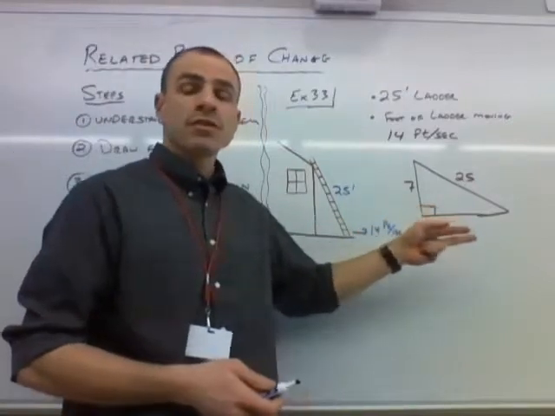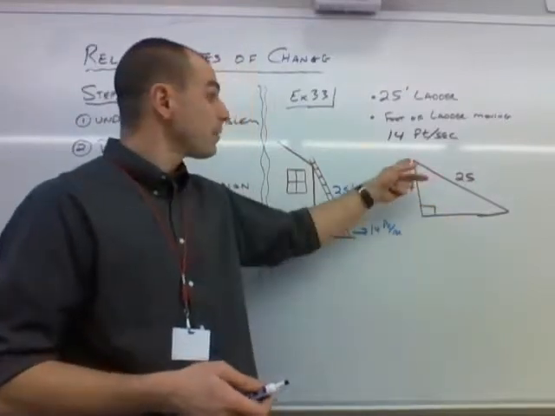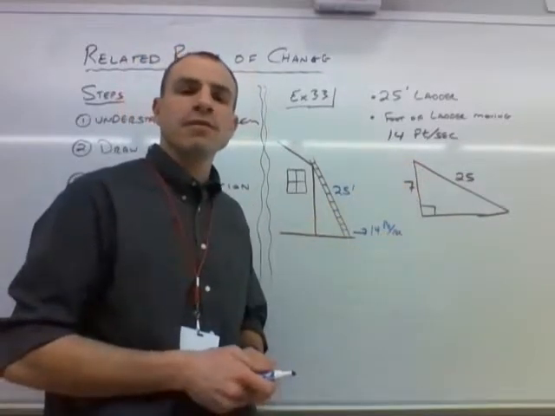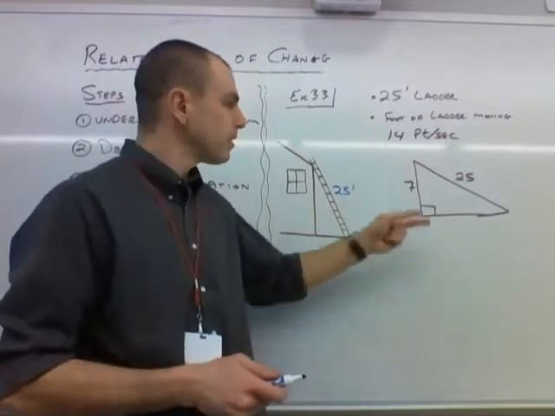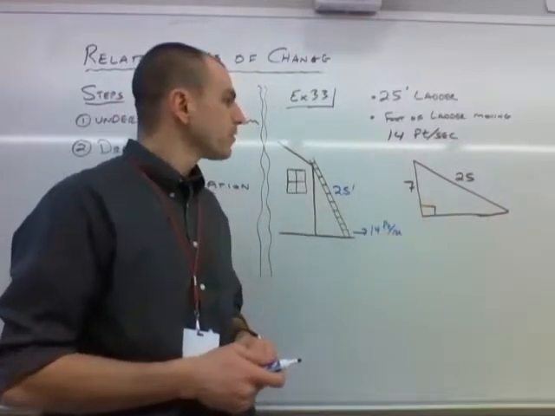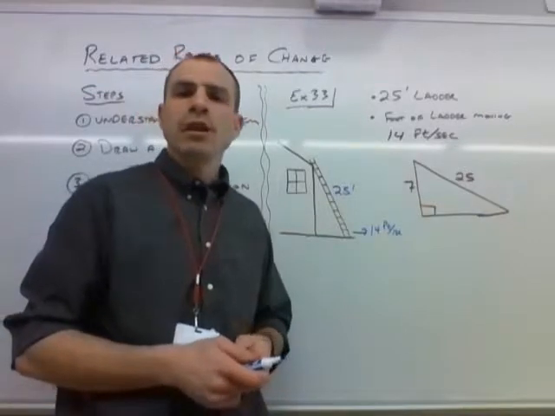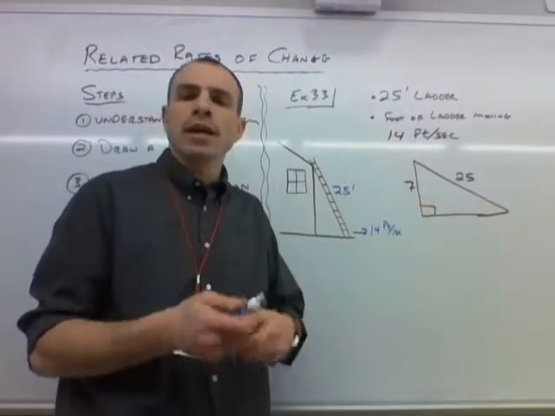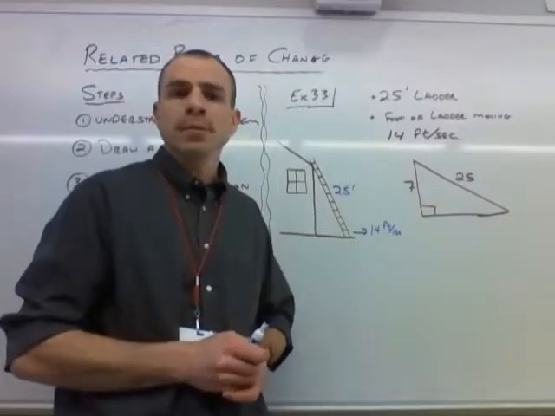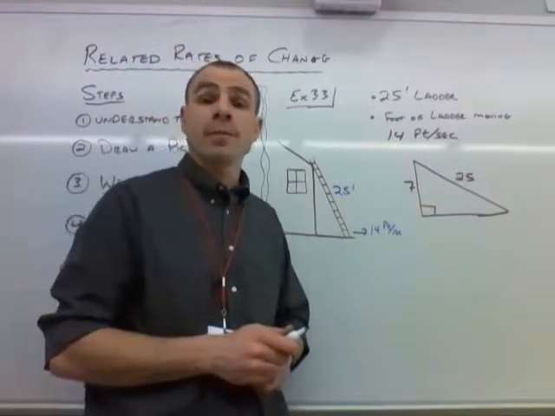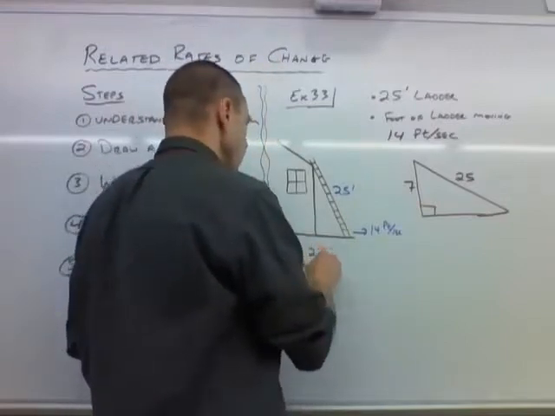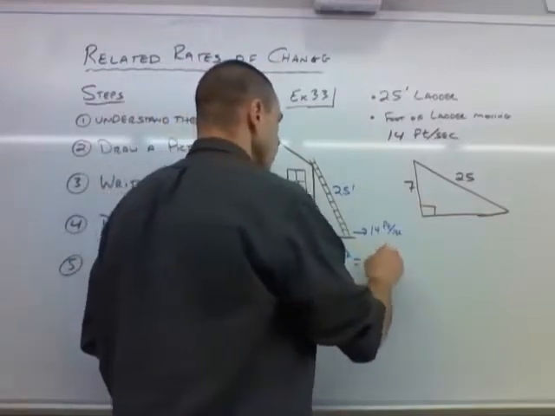But the question is, how fast is the top of the ladder dropping when this ladder is 7 feet off of the ground? Okay, so we can see that this time we have a triangle involved. All right, and we're interested in the sides of a triangle. So what formula can help deal with sides or missing sides of a triangle? Now, hopefully you're saying the Pythagorean theorem, and that would be the case here. All right, so our formula is going to be a squared plus b squared equals c squared.